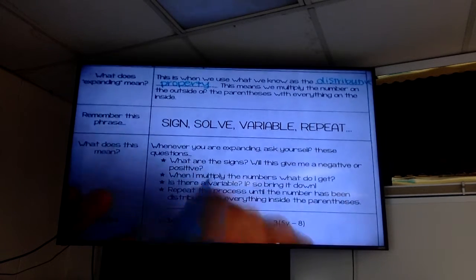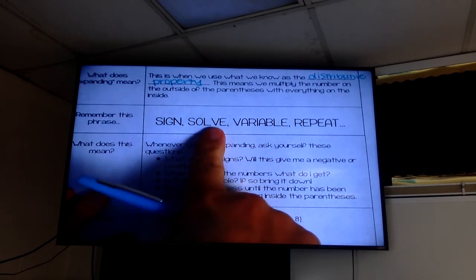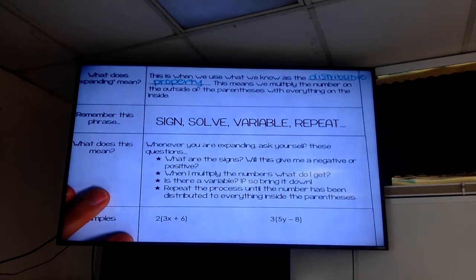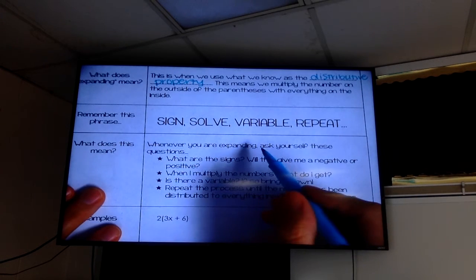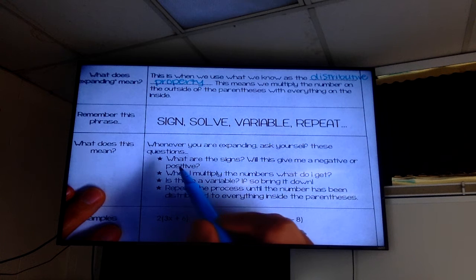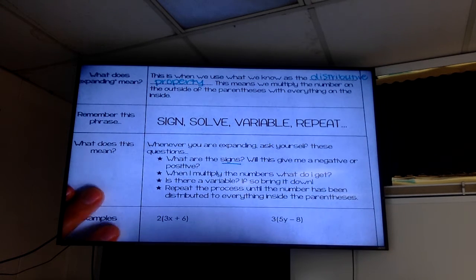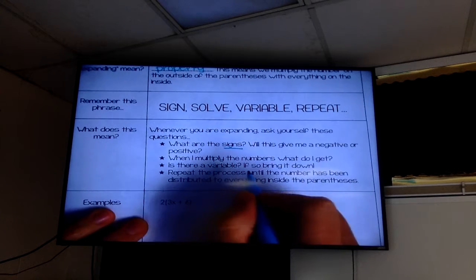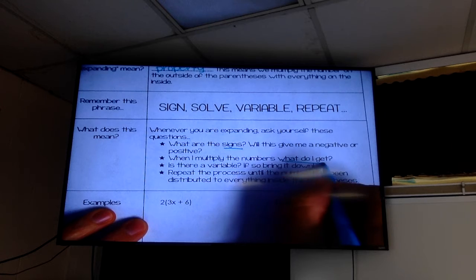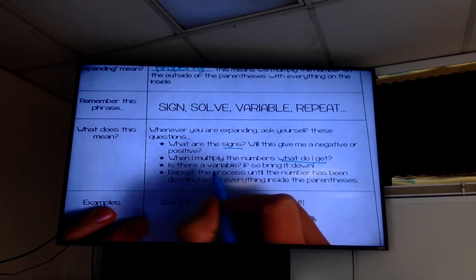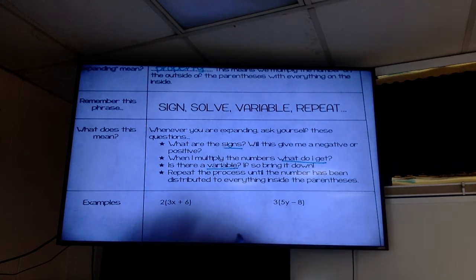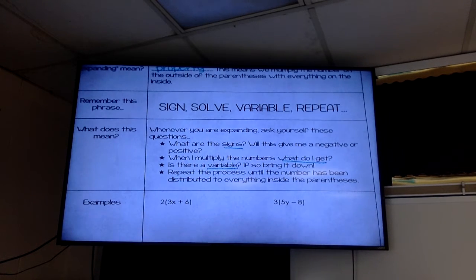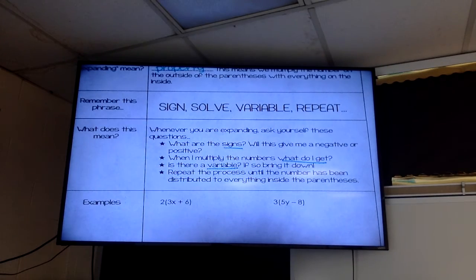I often tell my students to remember this phrase: sign, solve, variable, and then repeat the process. So what does that phrase actually mean? Whenever you are expanding, ask yourself these questions. What are the signs? Will this give me a negative or a positive? When I multiply the numbers, what do I get? Is there a variable? If so, bring it down. And then finally repeat the process until the number has been distributed to everything inside the parentheses.